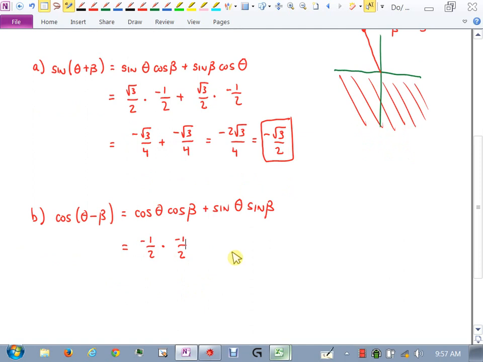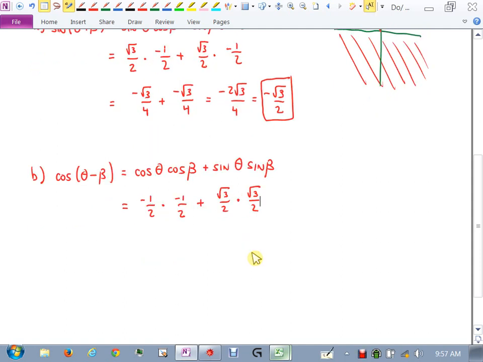Y'all follow? What's sine of theta? Root 3 over 2. What's sine of beta? Same thing. So multiply these together. Negative 1/2 times negative 1/2 is 1/4. Plus, what's root 3 times root 3? 3. And then 4 on the bottom. What's 1/4 plus 3/4? 4/4, which is 1.